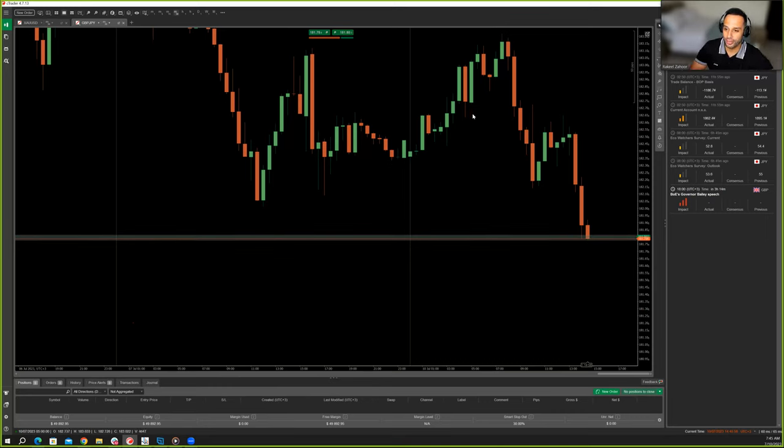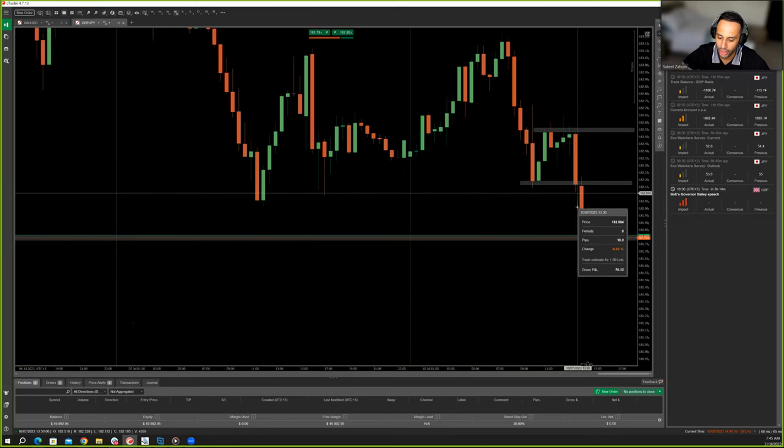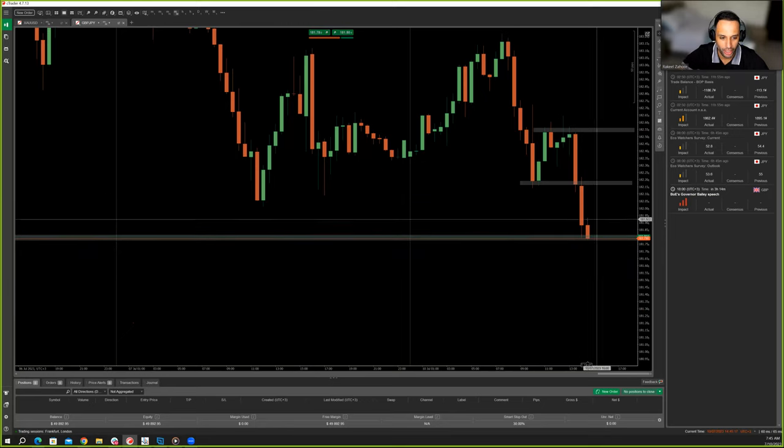So we created a resistance at this point right here, 182.550. There was a support formed. We broke below the support on the 30-minute time frame. How many pips was this right here? So this was around 22 pips. Okay, not that bad.